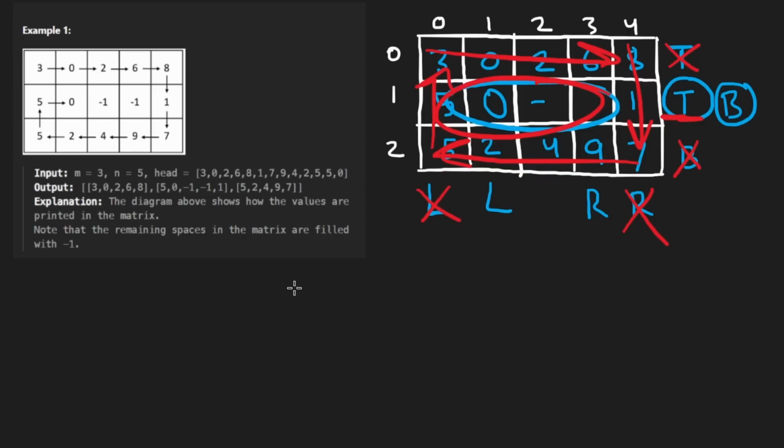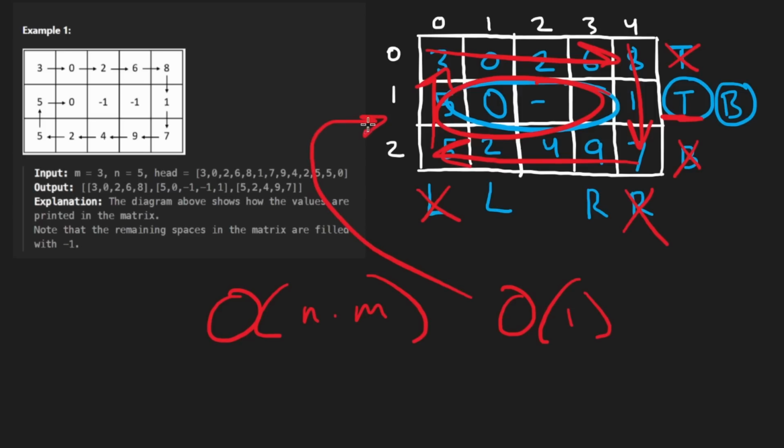Overall, time and space is just going to be the dimensions of the grid in the worst case. So that's just n times m. We're technically not using extra space if you do not count the return value, which is generally how we calculate big O time complexity. So let's get into it now.